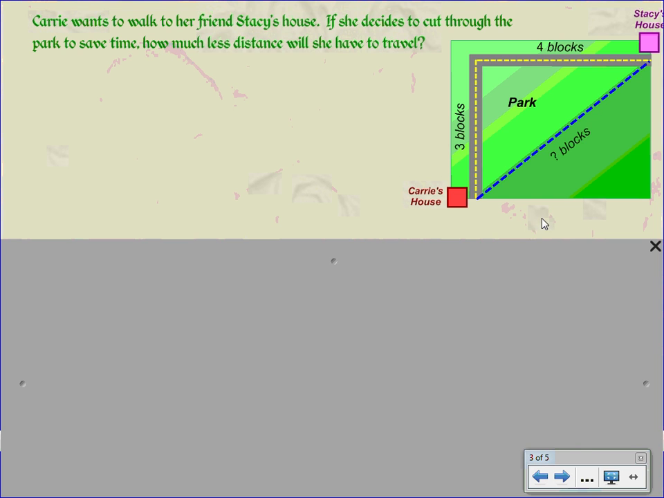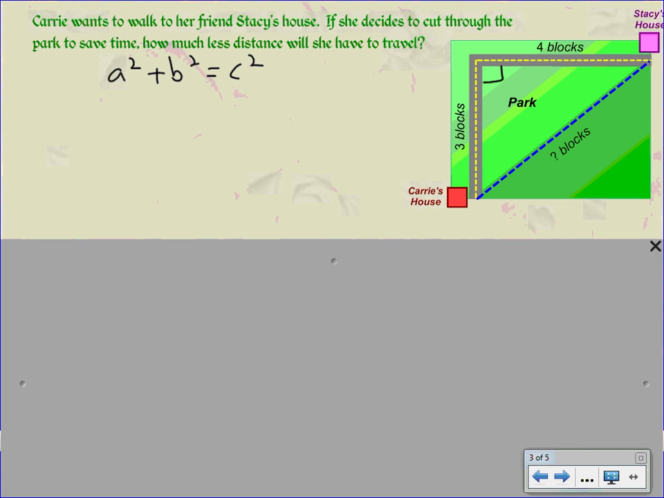So what we basically have here is a right triangle, and we've got a right angle right here. And so we can take this right triangle and plug things into the Pythagorean theorem. What I basically have are my 2 legs. One leg is 3 blocks, one leg is 4 blocks. And we're looking for the length of the hypotenuse. So I can use a squared plus b squared equals c squared.